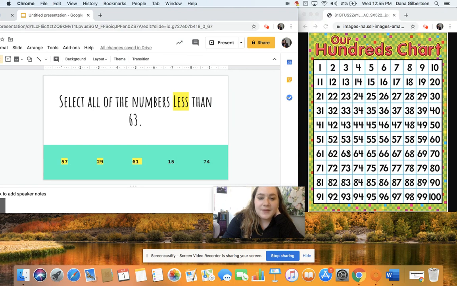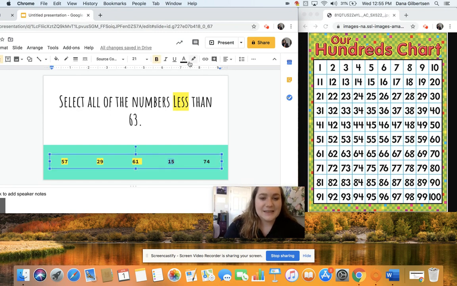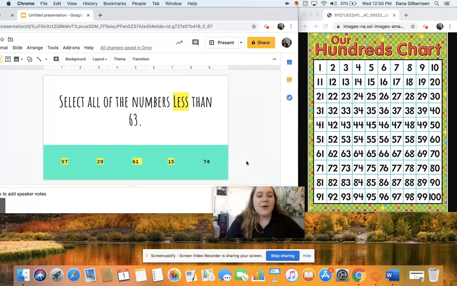Put your finger back on that 63. We don't want to lose it. And how about, do your favorite dance move if 15 is less than 63. Good, you should be dancing and boogieing because 15 is less than 63 because it is a smaller number.